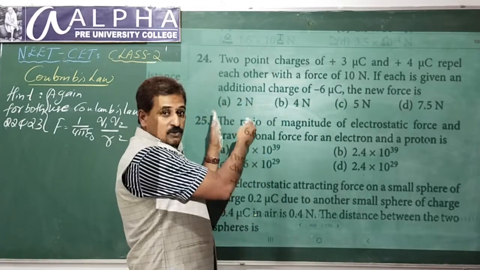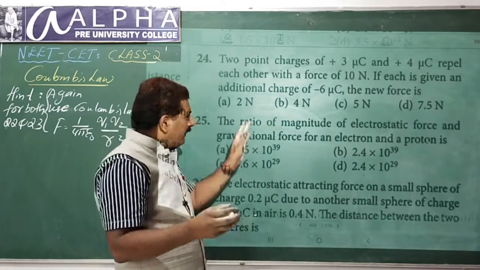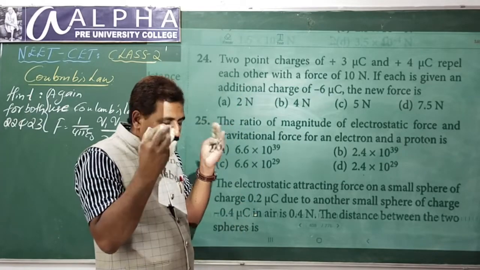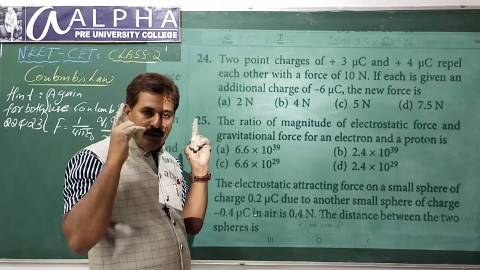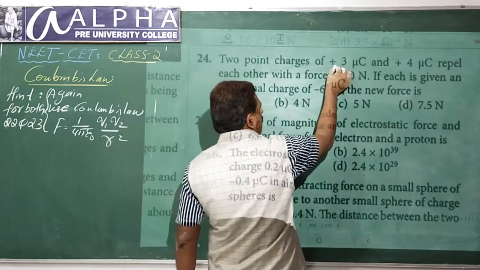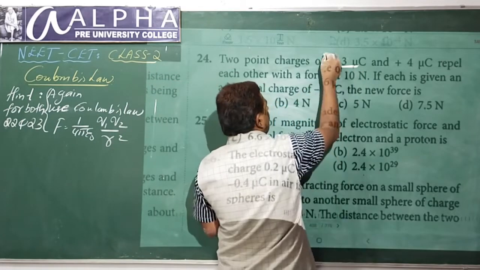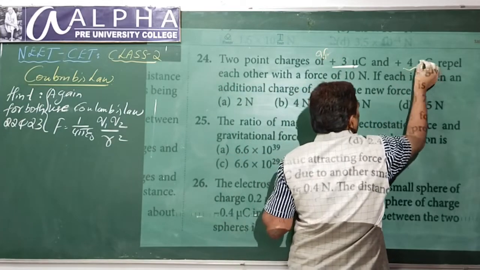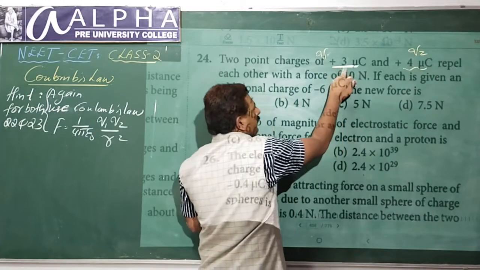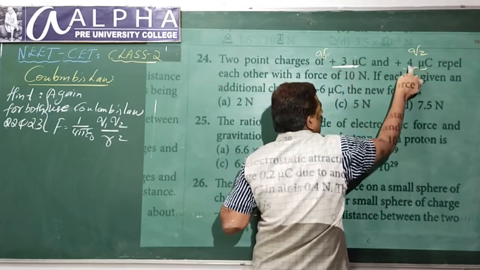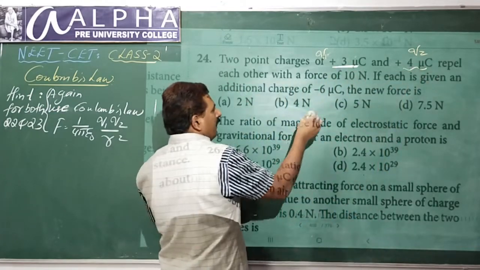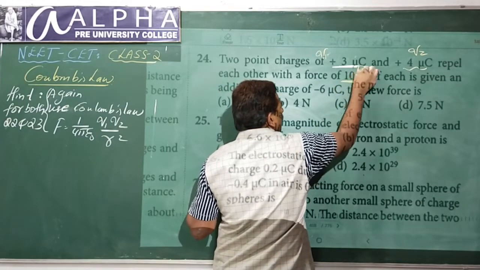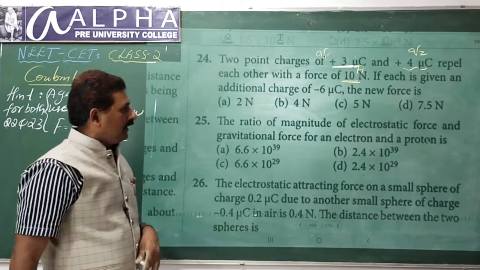Read once again. Let us do this. Slightly different compared to the previous one. That's why let us try this. Now collect the data in mind. What has he given? Two charges. Call these two charges Q1 and Q2. This is charge Q1 and this is charge Q2. What is Q1? Plus 3 microcoulomb. What is Q2? Plus 4 microcoulomb. What has he given? Force. Let us call this force F1. Then what does he say?